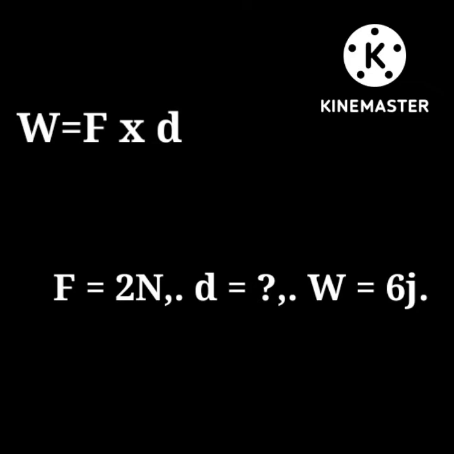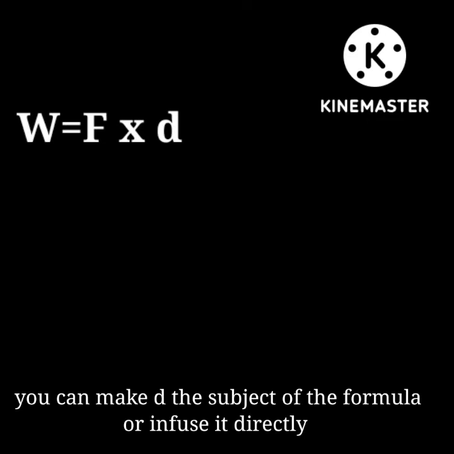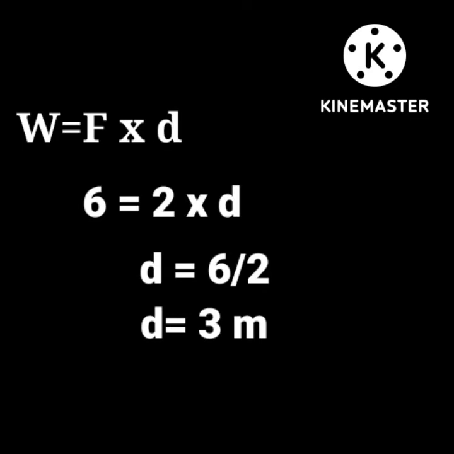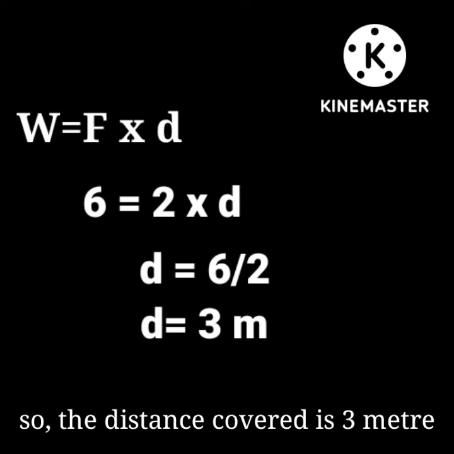The formula to apply is W equals F times D. You can make D the subject of the formula since we are told to find D, or infuse the value directly. Let's infuse it directly and have our answer. Now we have W equals FD as 6 equals 2 times D. Then divide both sides by 2. Then we have D equals 6 over 2. And when we divide 6 by 2, we have 3 as the answer. So the distance covered is 3 meters.